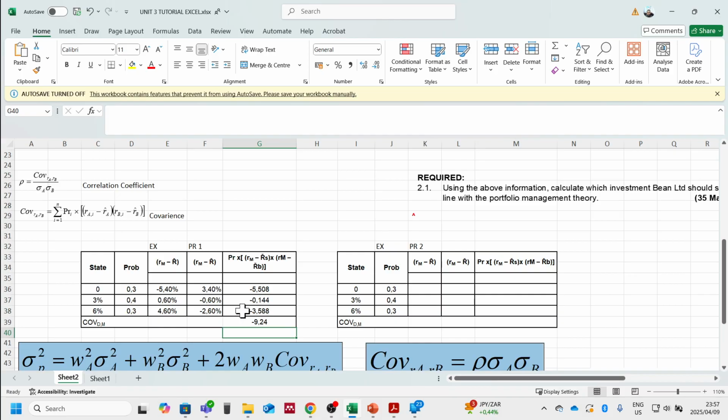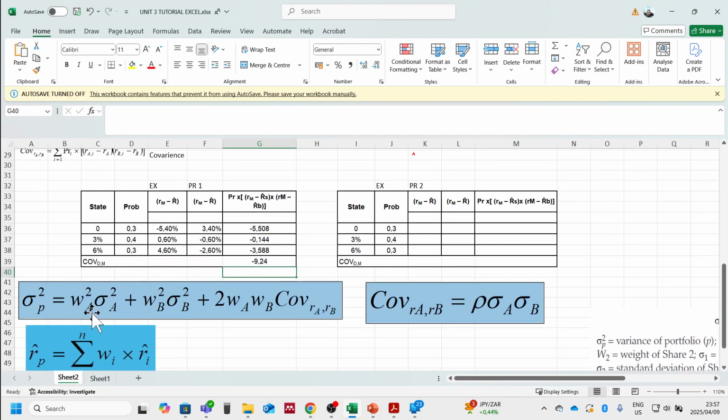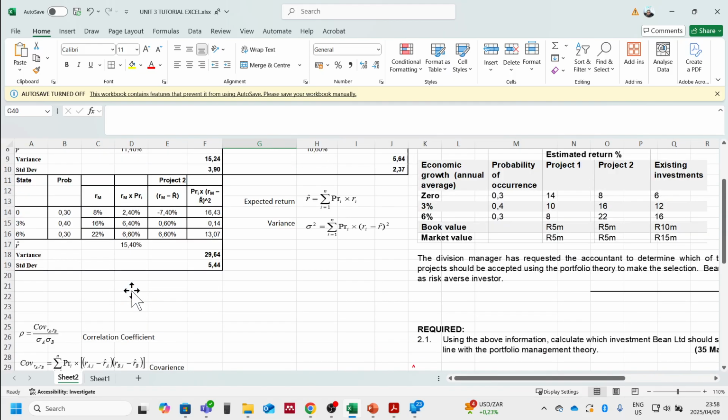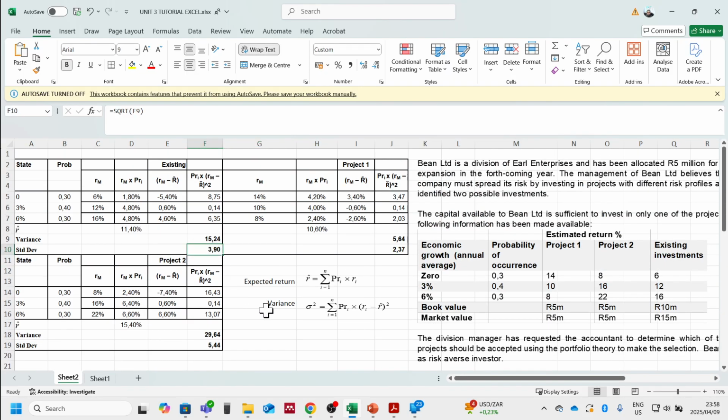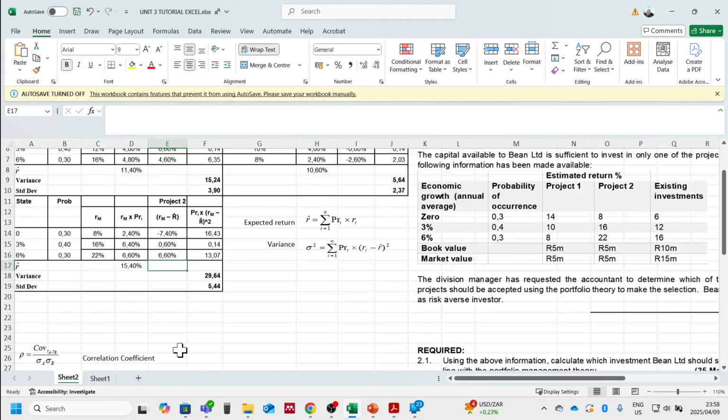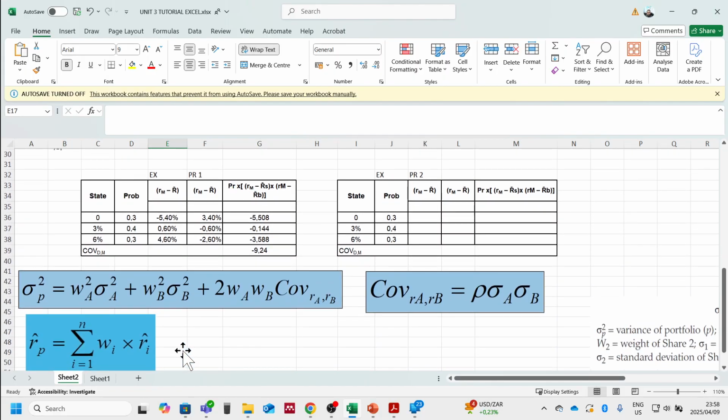However, this does not end over here. We then still have to do what we call the portfolio risk and assess if the risk of the already existing project, which is sitting at 3.9, is going to increase or decrease once we add project one to our existing project. And then we also do the same for project two. Is the risk of 3.9 going to increase or decrease when we add project two? And then we're going to accept the project that is going to reduce the overall risk of our portfolio.